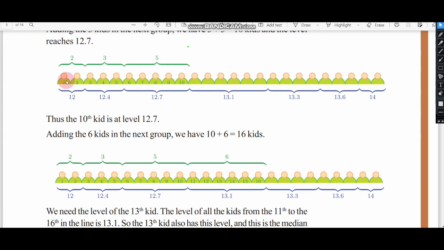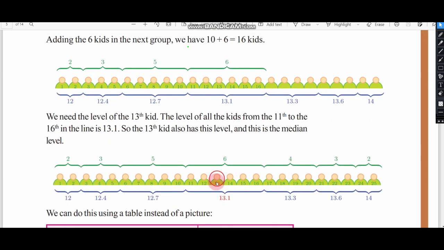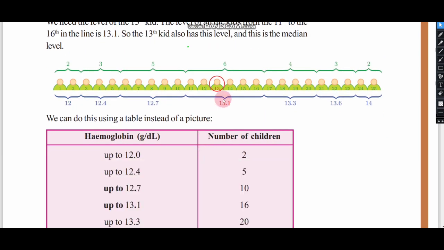See, here we arrange all the children in a line like this. Arrange all the 25 children in a line. Then the 13th child is the middlemost child, and the hemoglobin level of that child is the median here.